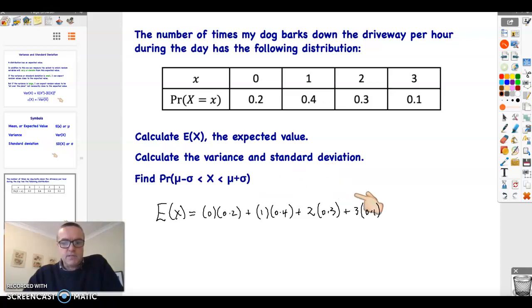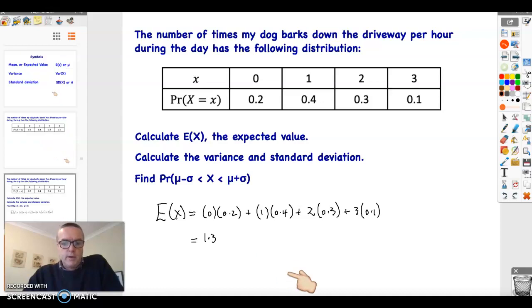You can see here I've started the calculations for the expected value, or the mean. That's the sum of each of the values of x, multiplied by its relevant probability. And when we sum those quantities, we get a mean of 1.3. So that's the expected number of times my dog will bark per hour during the day, or the mean or average.